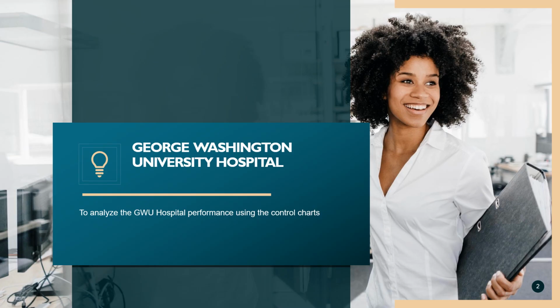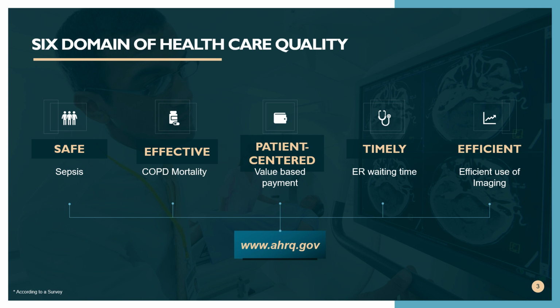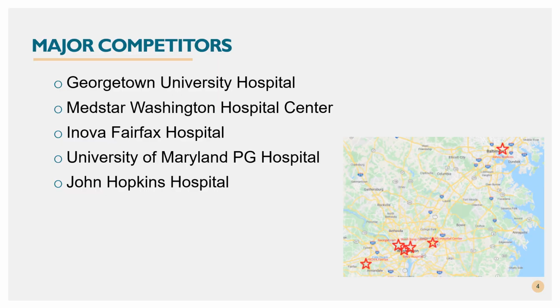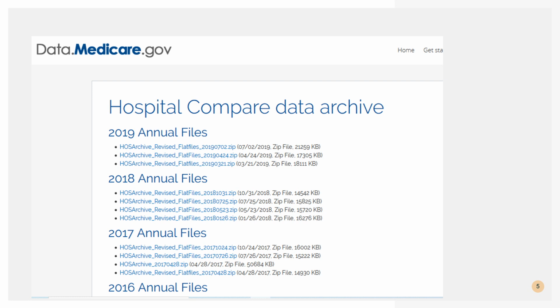I will be analyzing the George Washington University Hospital's performance using control charts. I use the quality measures based on the AHRQ 6 domains of healthcare quality, which are safety, effectiveness, patient-centered, timely, and efficient. I selected this major organization based on the size of the hospital, similar services, and location, which means that these organizations serve a large population in the DC, Maryland, and Virginia areas. The data came from Medicare.gov Hospital Compare.